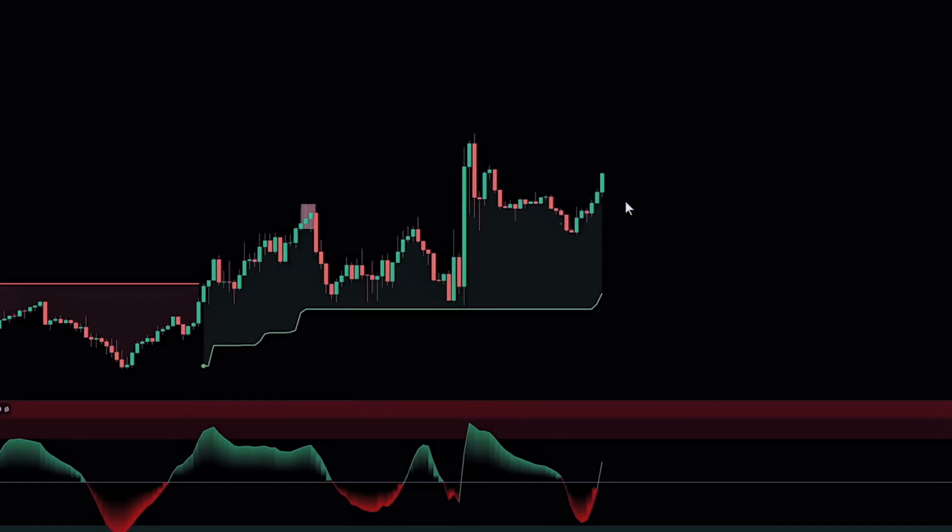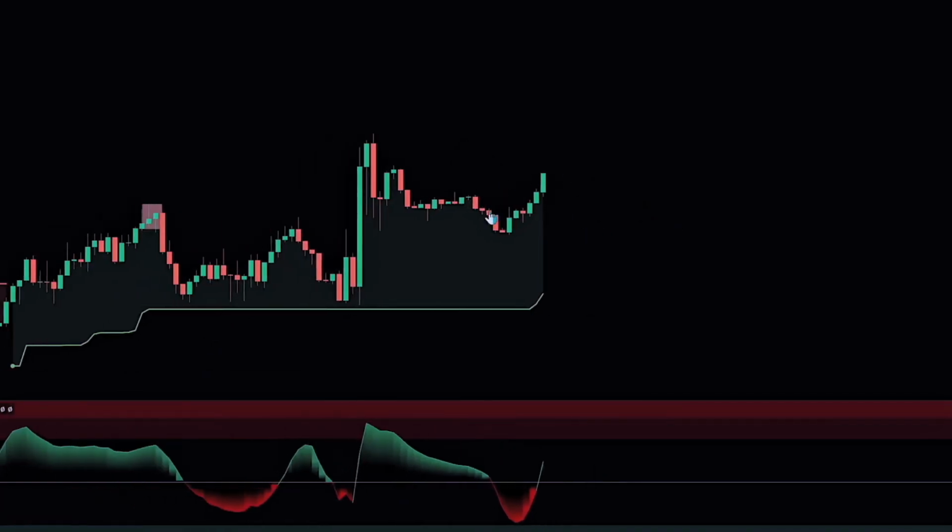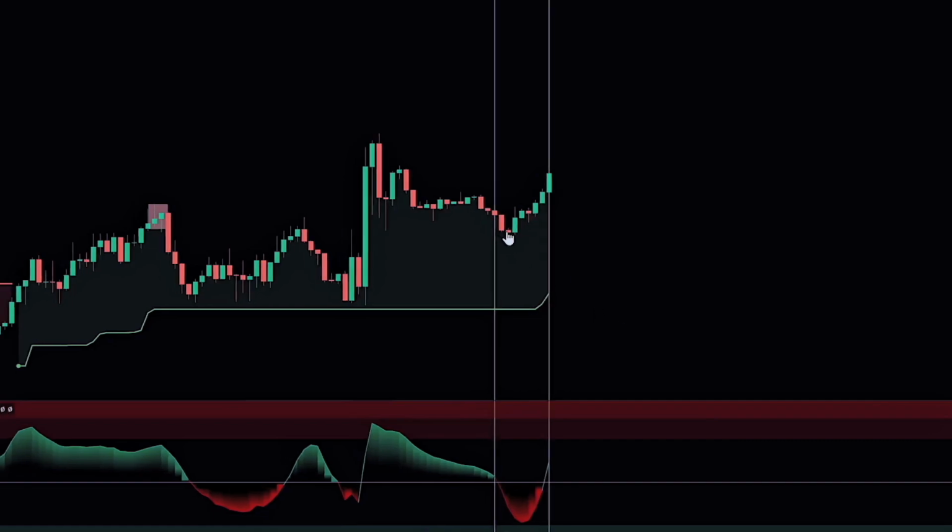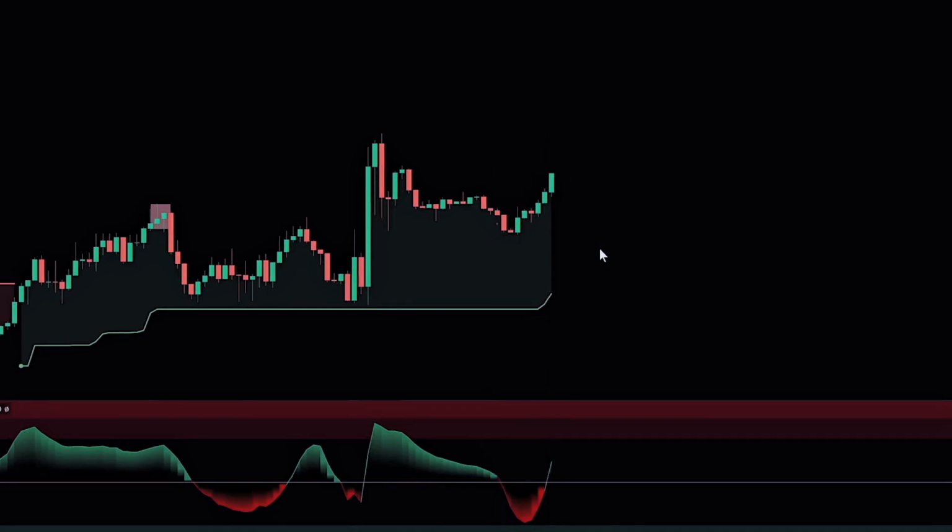Third, the pullback has to last at least 5 candles, but no more than 10. So from this point to this point, we need the candles inside that red zone to number between 5 and 10. In this trade example, we had 7 candles, so it's valid. The entry candle is the first one that corresponds to the Z line turning green again. That's this candle right here.